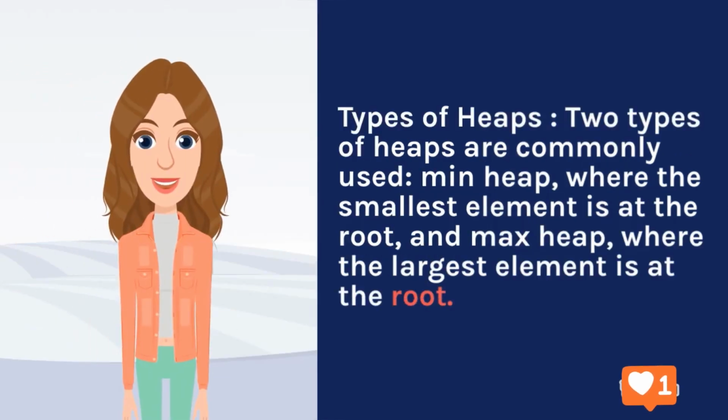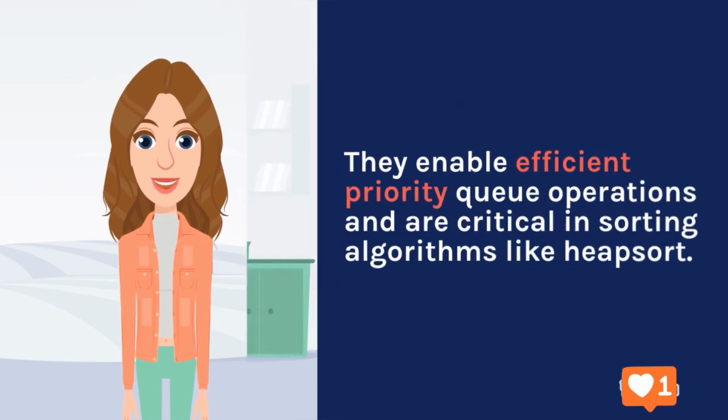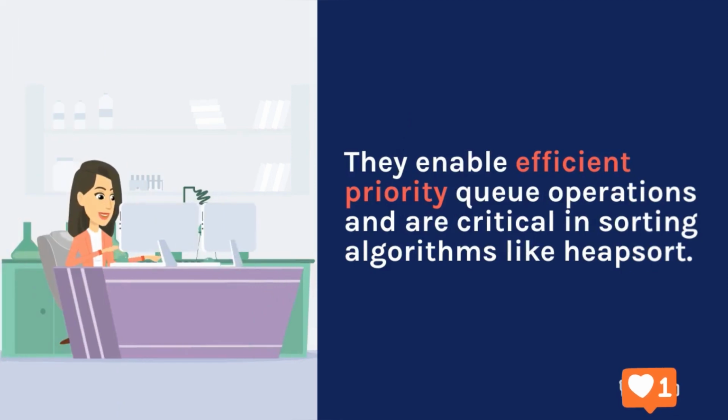Types of heaps. Two types of heaps are commonly used: min heap, where the smallest element is at the root, and max heap, where the largest element is at the root. They enable efficient priority queue operations and are critical in sorting algorithms like Heap Sort.